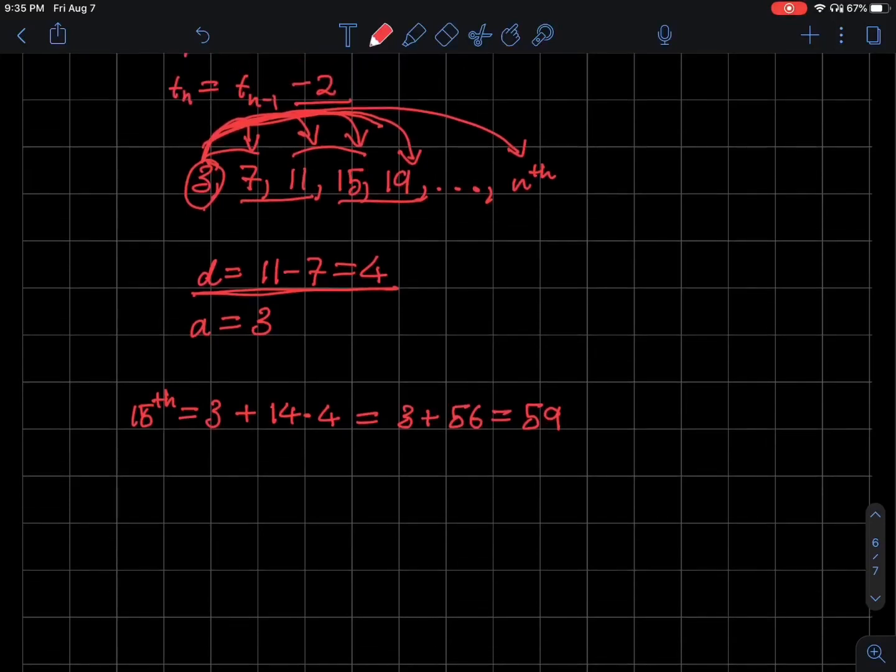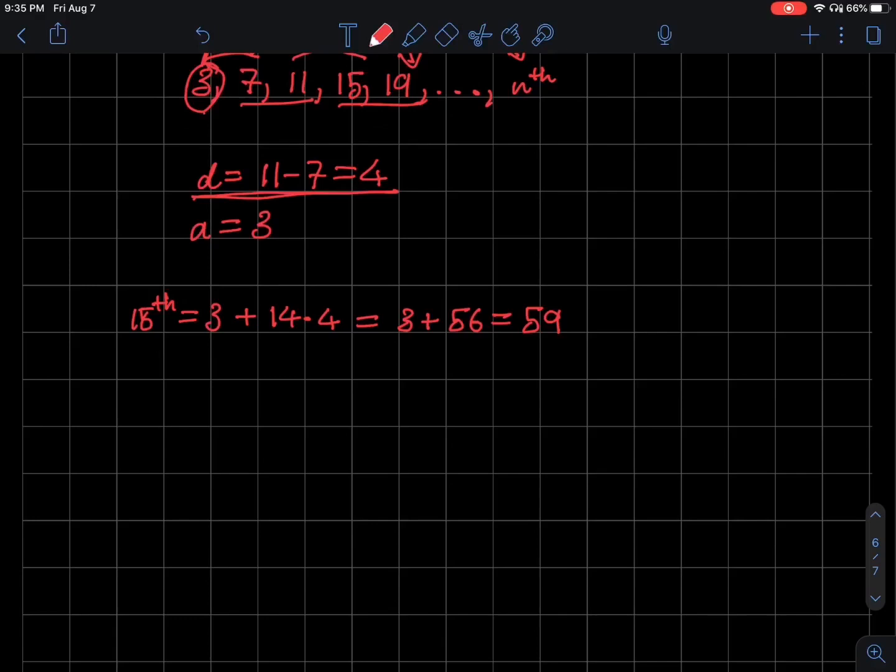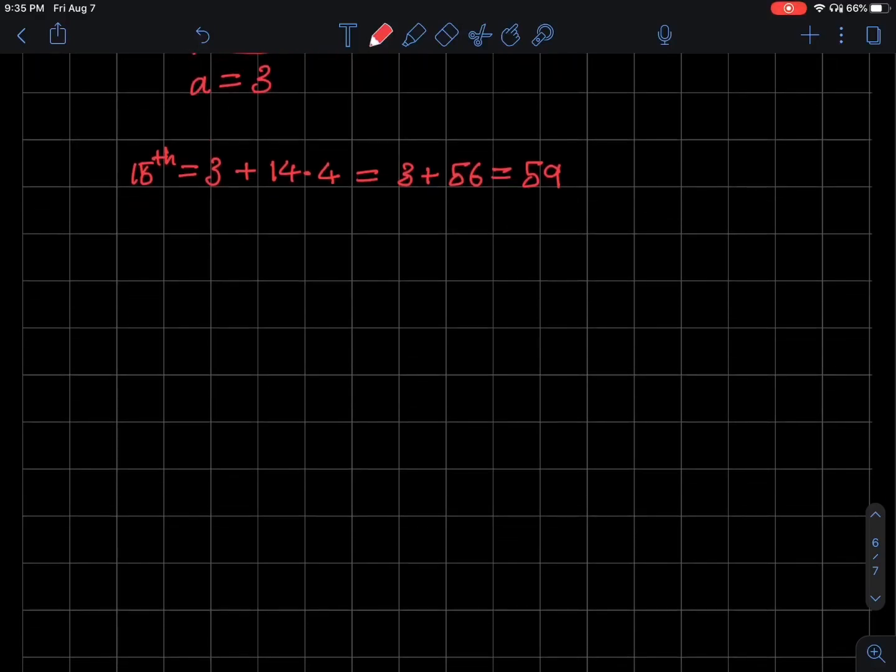Now, if you were thinking of writing down all the terms from 1 to 15, then you could do that. But what if I asked you to find the 2056th term? What would you do? Write down 2056 terms? No, I don't think so. You'd have to use a better method. So if you're going to get to the 15th term, you'd have to take 14 steps from 3, and each of those steps has a value of 4, which means you're going up 4 in each step. And that's how we get 3 plus 14 times 4, which is 59.